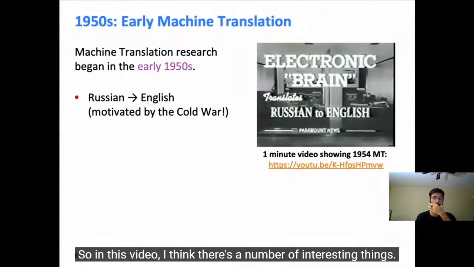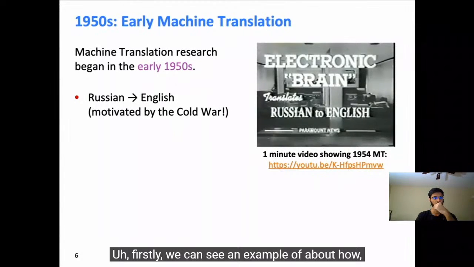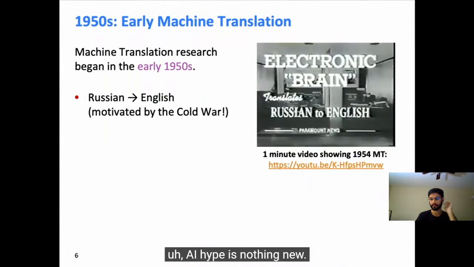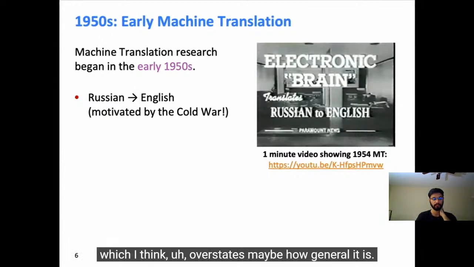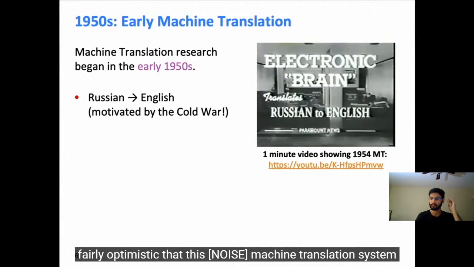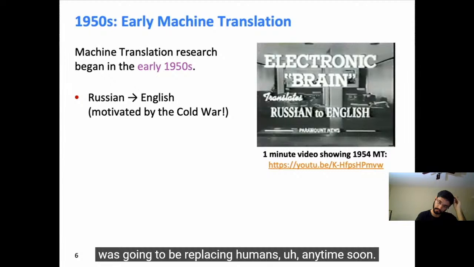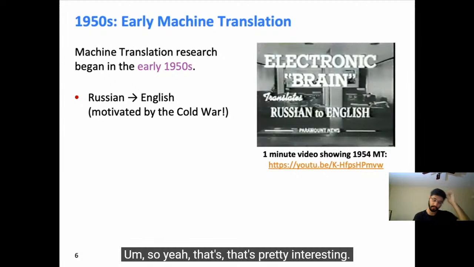So in this video, I think there's a number of interesting things. Firstly, we can see an example of how AI hype is nothing new. Even in 1954, they were talking about this machine translation system as if it was an electronic brain, which I think overstates maybe how general it is. They were also, at least some of them, fairly optimistic that this machine translation system was going to be replacing humans anytime soon. So yeah, that's pretty interesting.